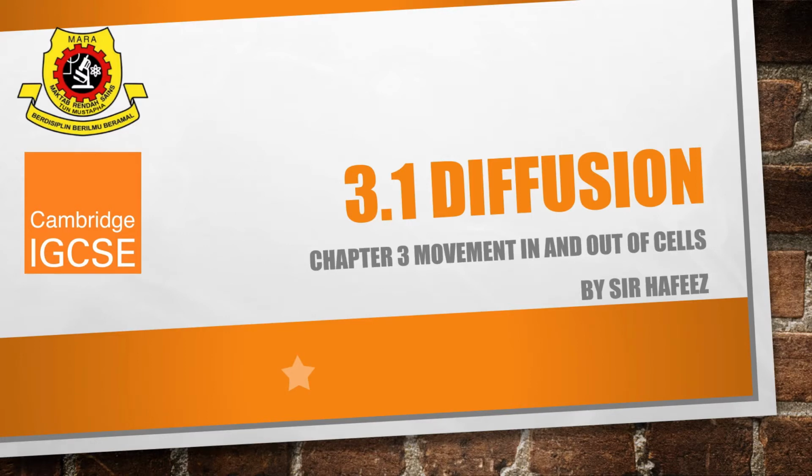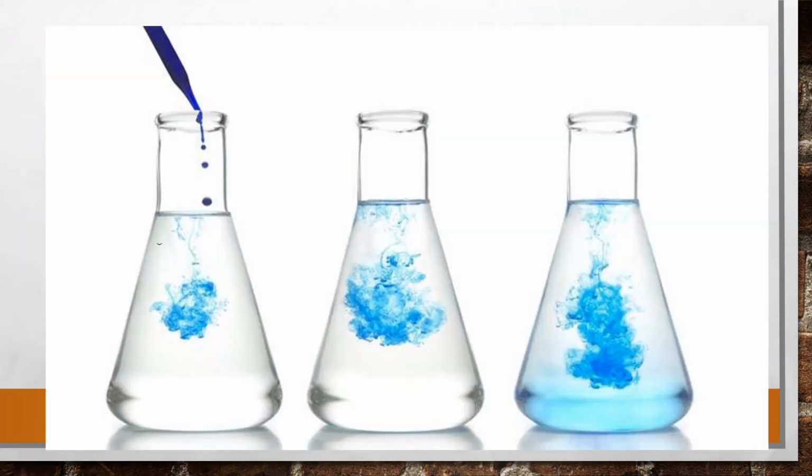Assalamualaikum dan salam sejahtera. Hari ini kita akan belajar chapter 3 Movement in and out of cell, subtopik 3.1 Diffusion bagi syllabus IGCSE. Okay, let's see at the conical flask.